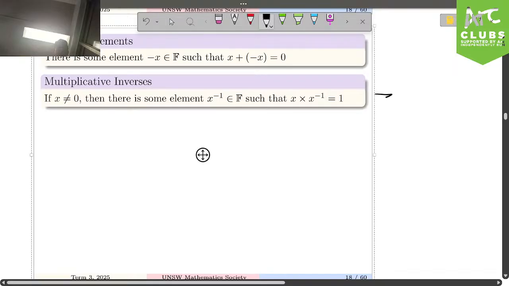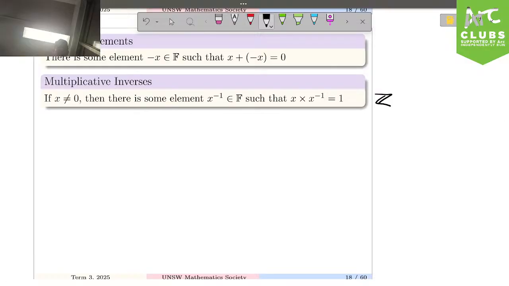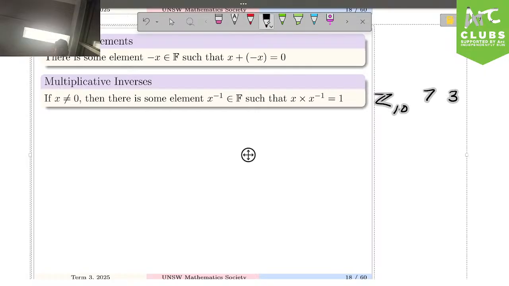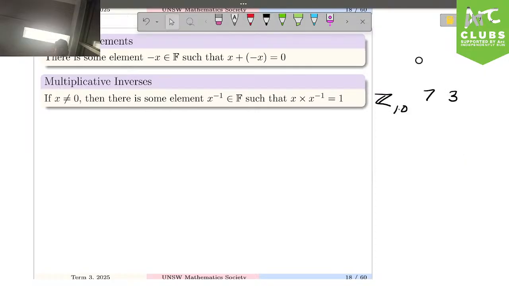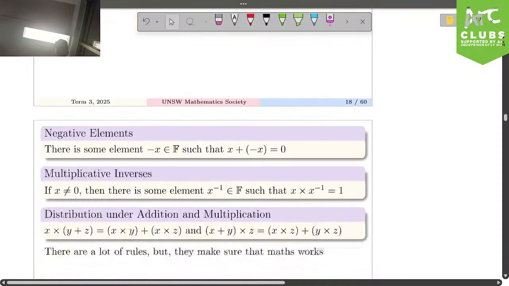So if we were in Z10, remember at the beginning we said that 7 inverse was equal to 3. So if we're in Z10, if this were a field, then 7 and 3 would both be in the field. Of course, we're going to see that I don't think Z10 is a field.